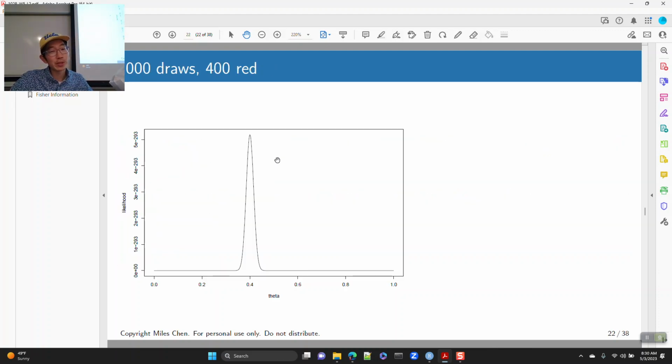But if it's 50% red here, there's no way, right? The likelihood of it being 50% red is practically 0 because what I got was 400 red. So really, to get 400 red out of 1,000 draws, the only acceptable values are things like 41% red, 39% red, maybe 38% or 42% red. But once you start straying from 40%, the likelihood becomes really unlikely, right?